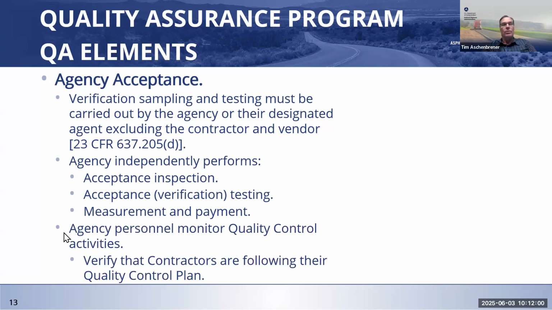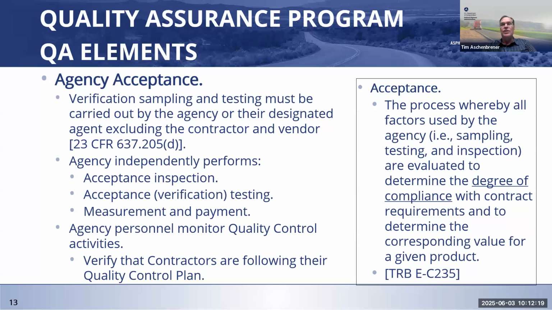Now, the agency also has roles in terms of overseeing the contractor. The contractor has a quality control plan, and it's incumbent on the agency to verify that the control plan is being followed and how that control plan is producing results. And if we move to the TRB e-circular, we see acceptance is a process whereby all those factors include sampling, testing, inspection. So acceptance is all those factors leading to the degree of compliance with the contract requirements.